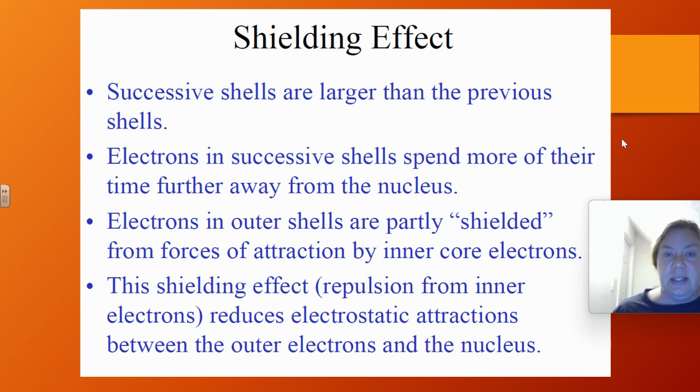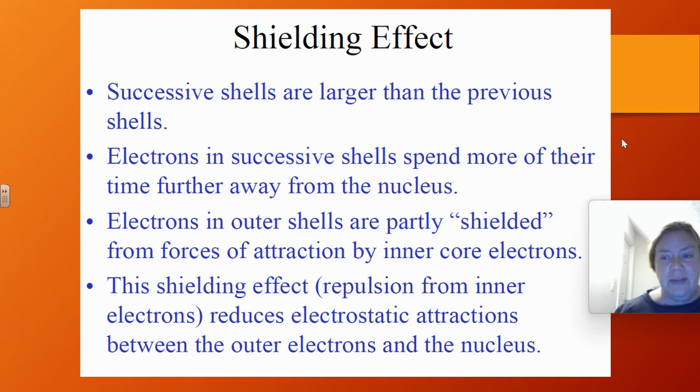So let's think about this. There's a twofold here. First off, the outermost electrons don't have as much of a pull to the inner electrons because there's electrons in between the valence electrons and the nucleus. So there's less of a pull.